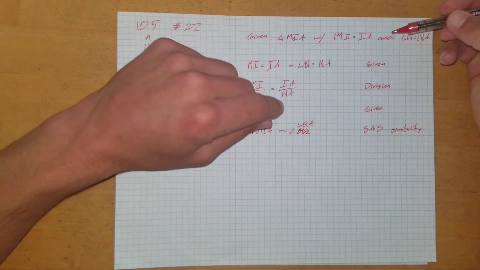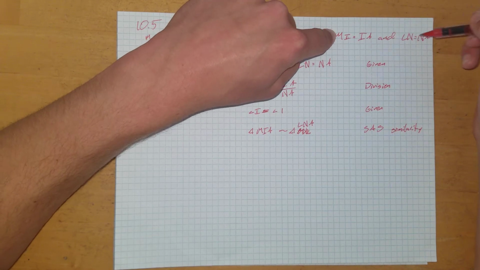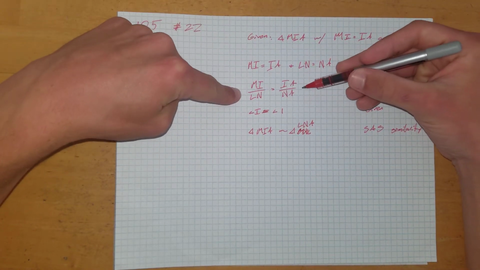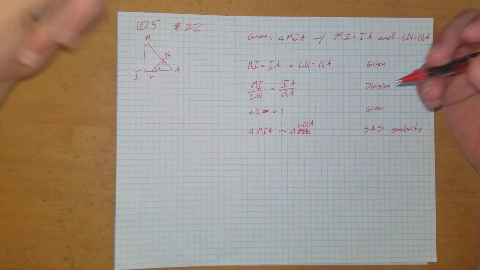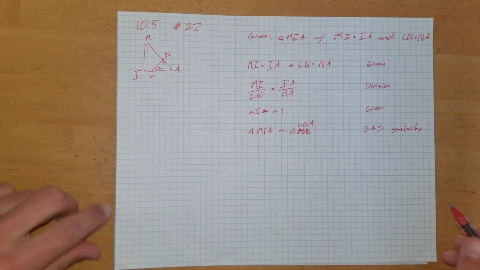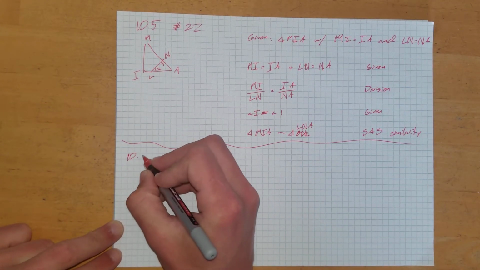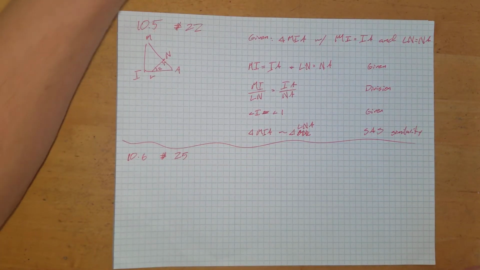So again, what I did is I looked at, are we looking at sides? So the first given, we're looking at sides, so I want to try and find proportional sides, so that's what I did. Next, I was given an angle, and then I just pieced it all together. We will look at 10.6, number 25 now.